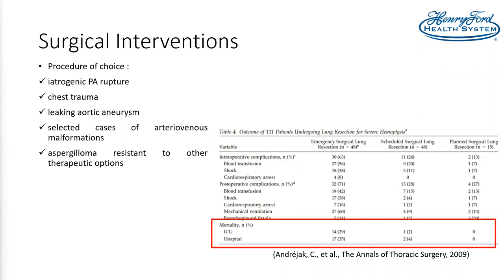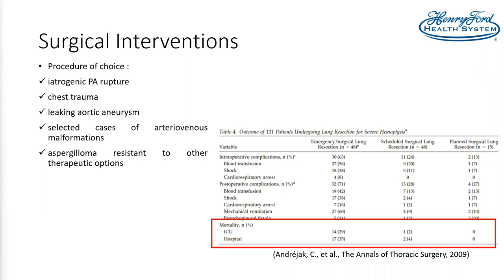They looked at 111 patients that required lung resection for severe hemoptysis. And they categorized them into three groups: patients who got emergency surgical lung resection, scheduled surgical lung resection, and planned surgical lung resection. Planned as in they went home, they came back, and they did it as an outpatient.